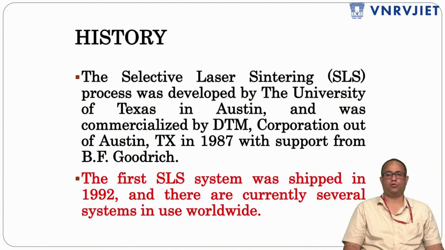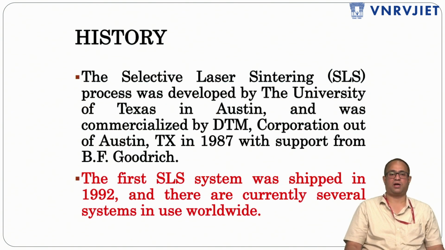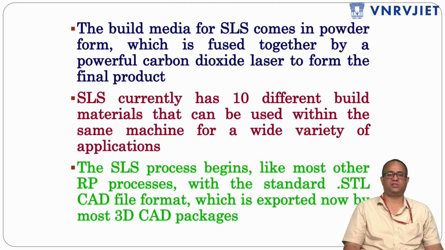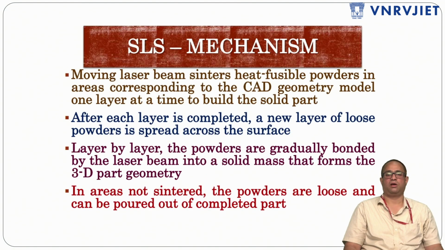Selective laser sintering was developed by the University of Texas at Austin and commercialized by DTM at Austin in 1987. The first SLS machine was shipped in 1992. SLS is a powder-based form, and a CO2 laser is used to make the final product. CAD and STL file generation acts as the input for this machine.